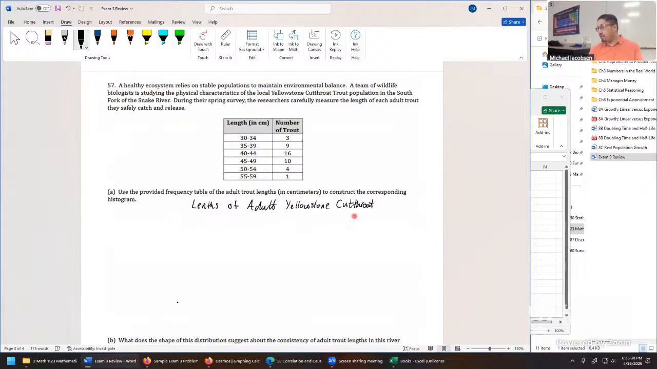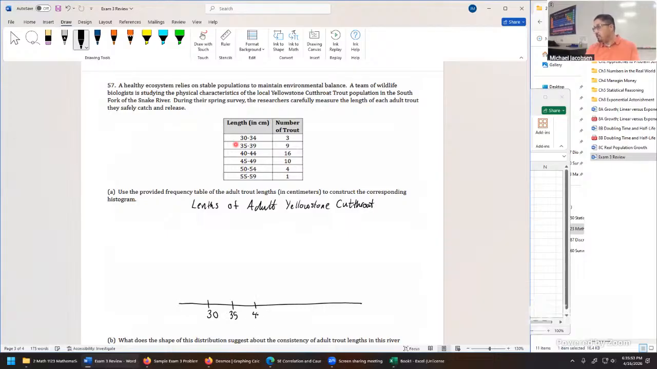Then beyond that, the histogram is going to have a horizontal axis. We don't start it at 0. We want our horizontal axis to contain the data. So we're going to start at 30. Again, there's no gaps, so we're not going to go 30 to 34. We're just going to go to the next 35.